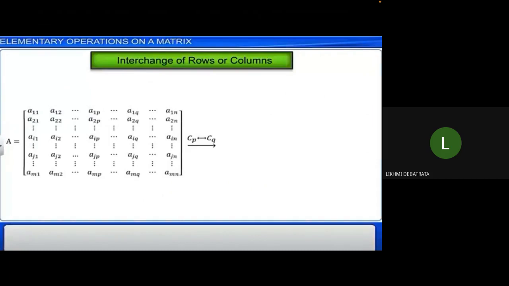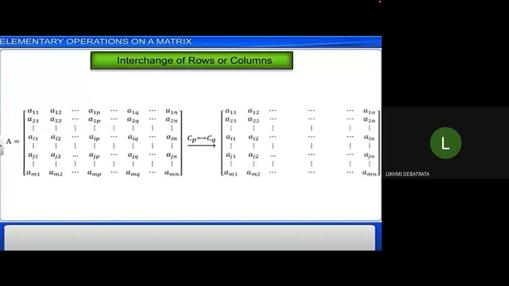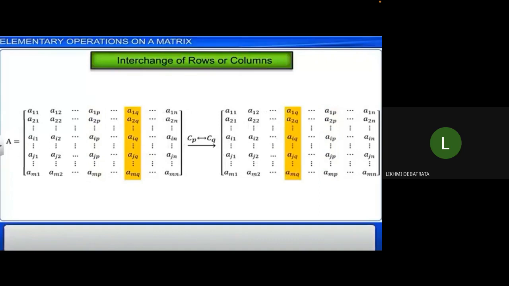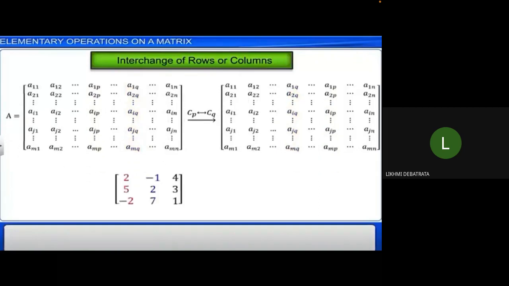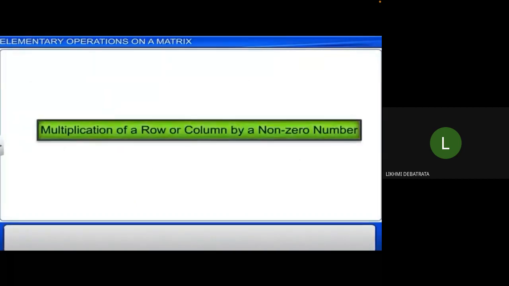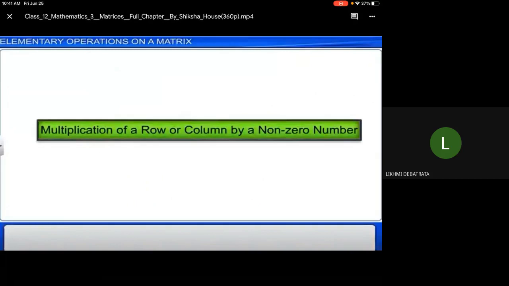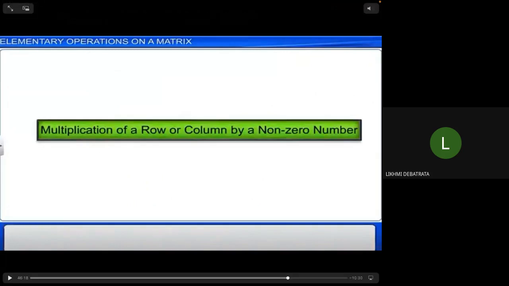Columns also work in the same way. When you interchange the pth column and the qth column, we write C_p ↔ C_q. So in p's place q will come, and in q's place p will come, meaning the column completely. If you are interchanging the first and second columns, the first column will become the second column and the second will become the first. When you are doing this operation, that symbol should be written before the operation. Okay, is it clear?